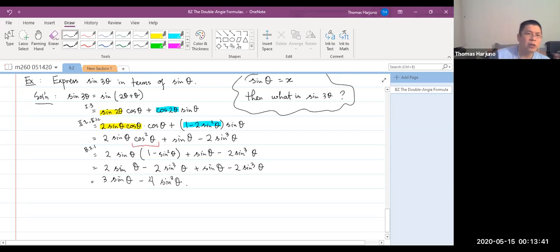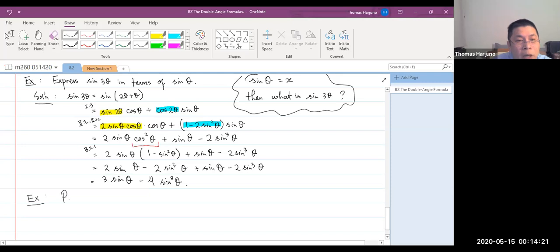Okay. In my old test, I usually ask about sine 3 theta or cosine 3 theta. Cosine 3 theta is actually done in our textbook, that's why I don't do it anymore. It is done in example 3, page 591. Now, this sine 3 theta is one of the questions on page 596.